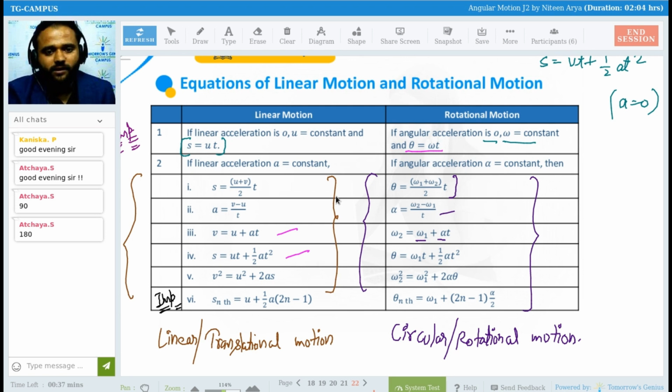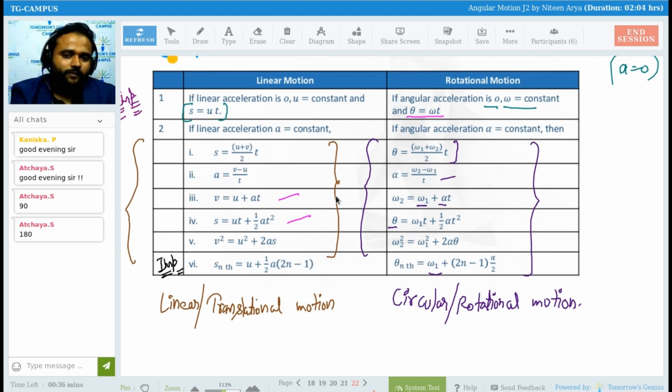Okay. In linear translation motion, we can find displacement. Here we can find angular displacement. So theta is omega 1, the initial angular velocity, into t plus half into alpha t square. And then omega 2 square equals omega 1 square plus 2 alpha theta. And theta for the nth position is omega 1 plus (2n minus 1) into alpha by 2. Everything remains the same. We just rewrite it in the terminology of the angular aspect. Nothing is going to be changed.